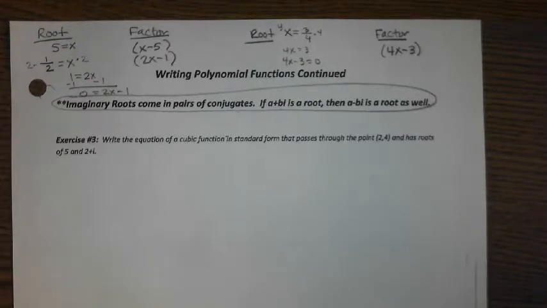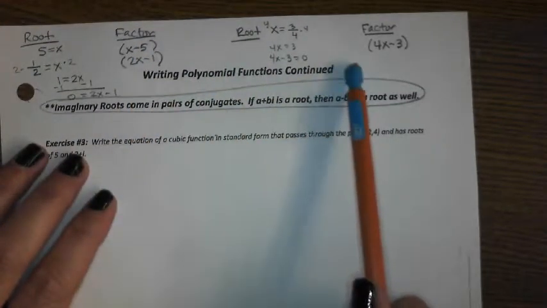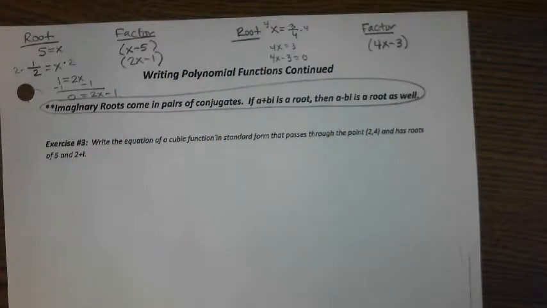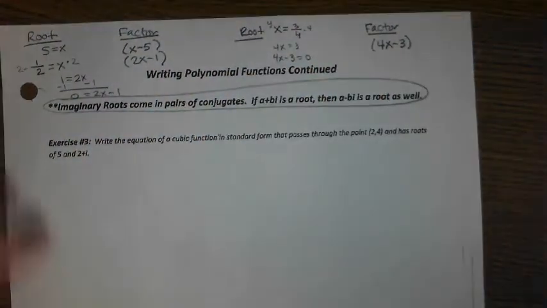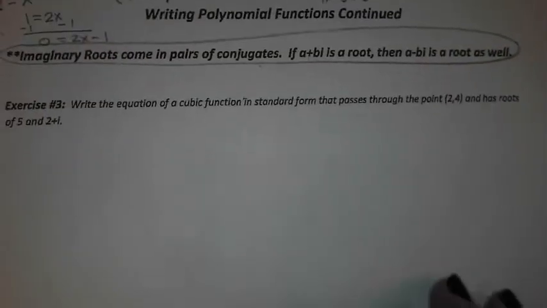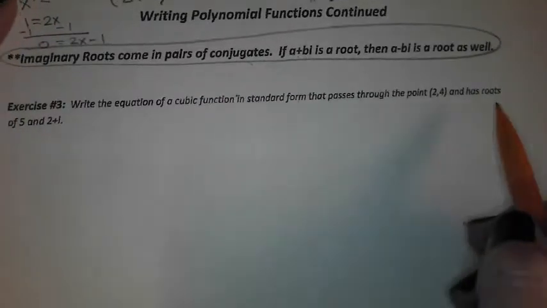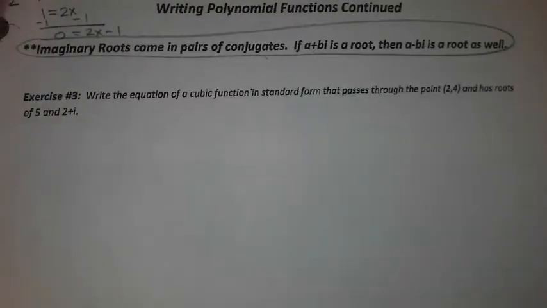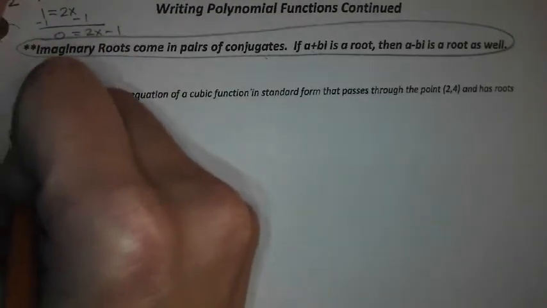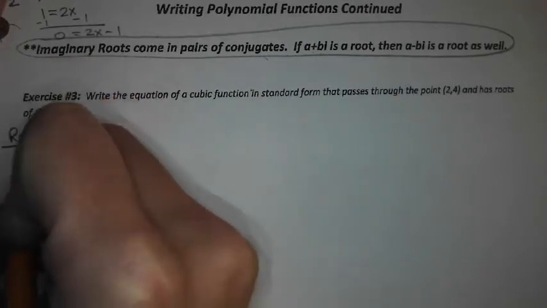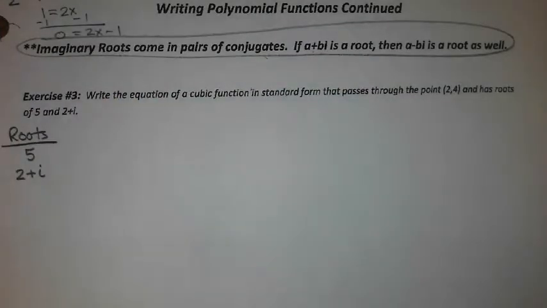That's issue number 1. The second key is going to be coming up with the factors. If they tell you the imaginary root, coming up with the factor is going to follow this concept. So let's just jump right into exercise 3. Write the equation of a cubic function in standard form that passes through the point 2, 4 and has roots of 5 and 2 plus i.